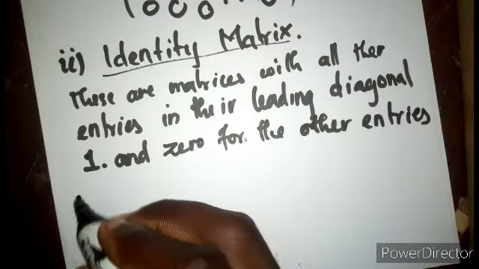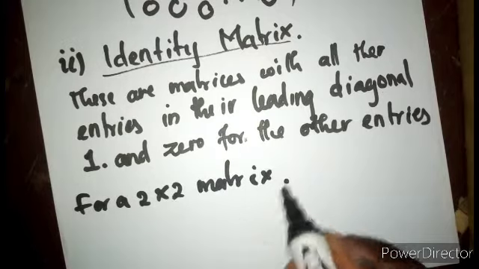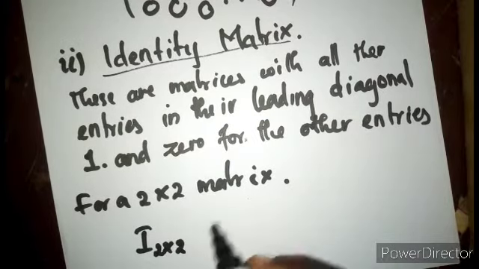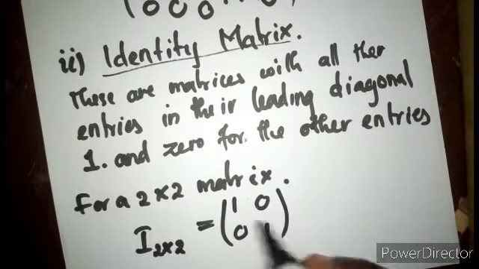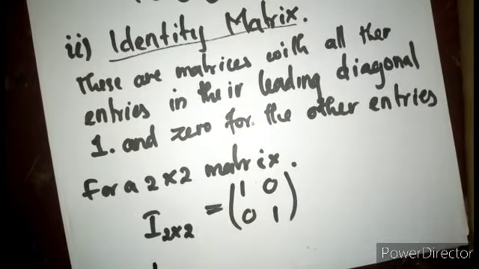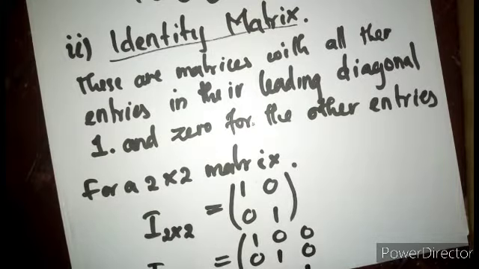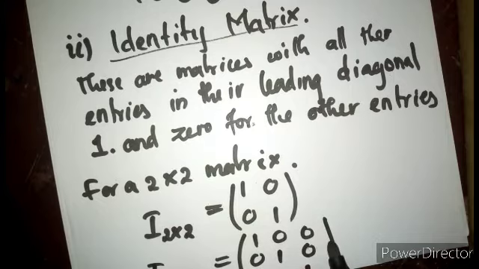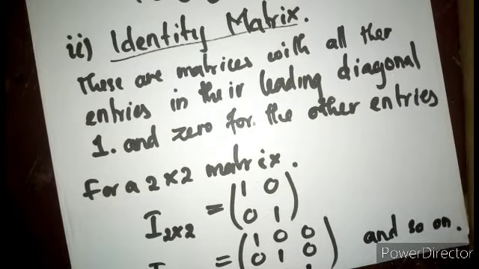We are saying, for instance, for a 2 by 2 matrix, I2 by 2, as the identity matrix for 2 by 2, we have 1 0 0 1. See, this is the leading diagonal. The other entries take on the value of 0. See, for a 3 by 3 matrix, we have 1 0 0 0 1 0 0 0 1. The leading diagonal takes on the value of 1. The other entries take on the value of 0, and so on.